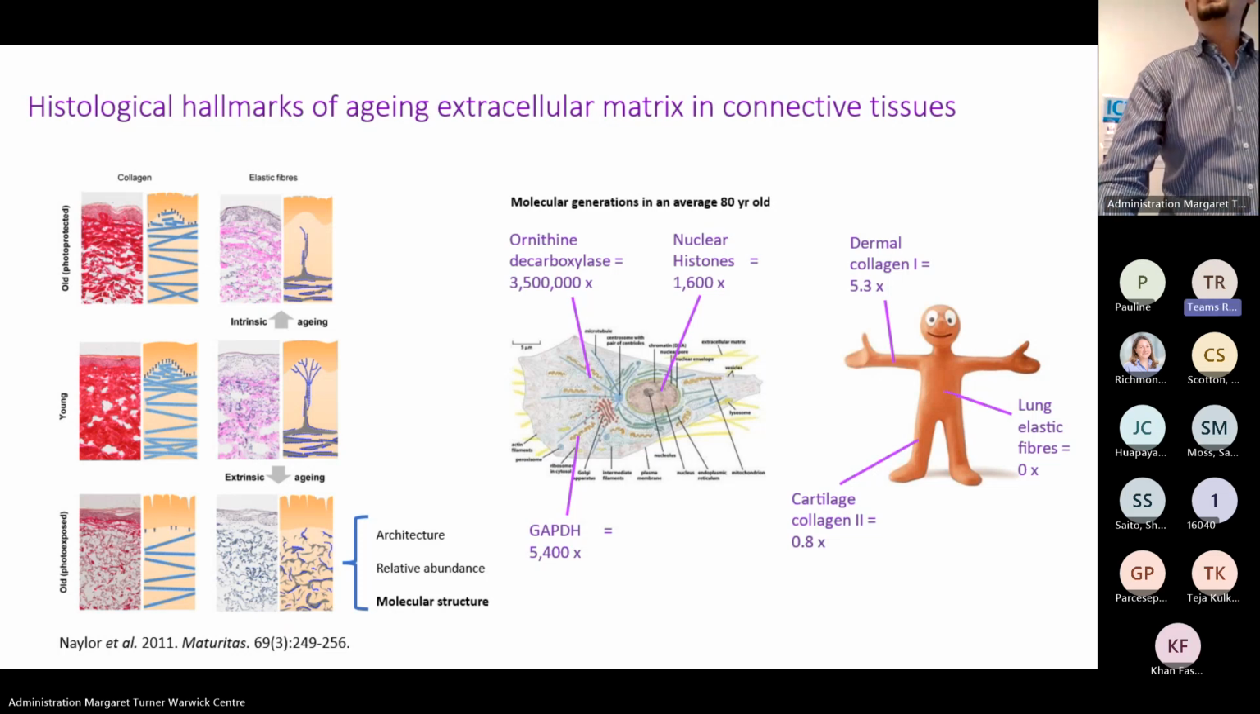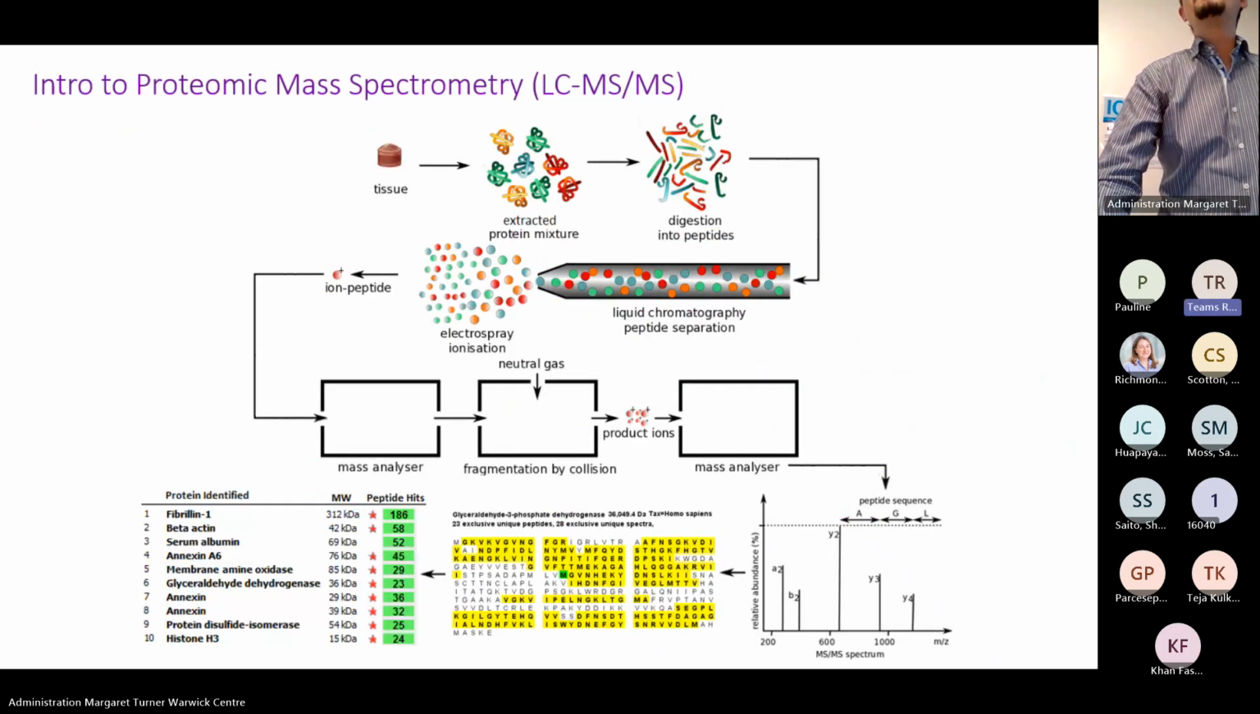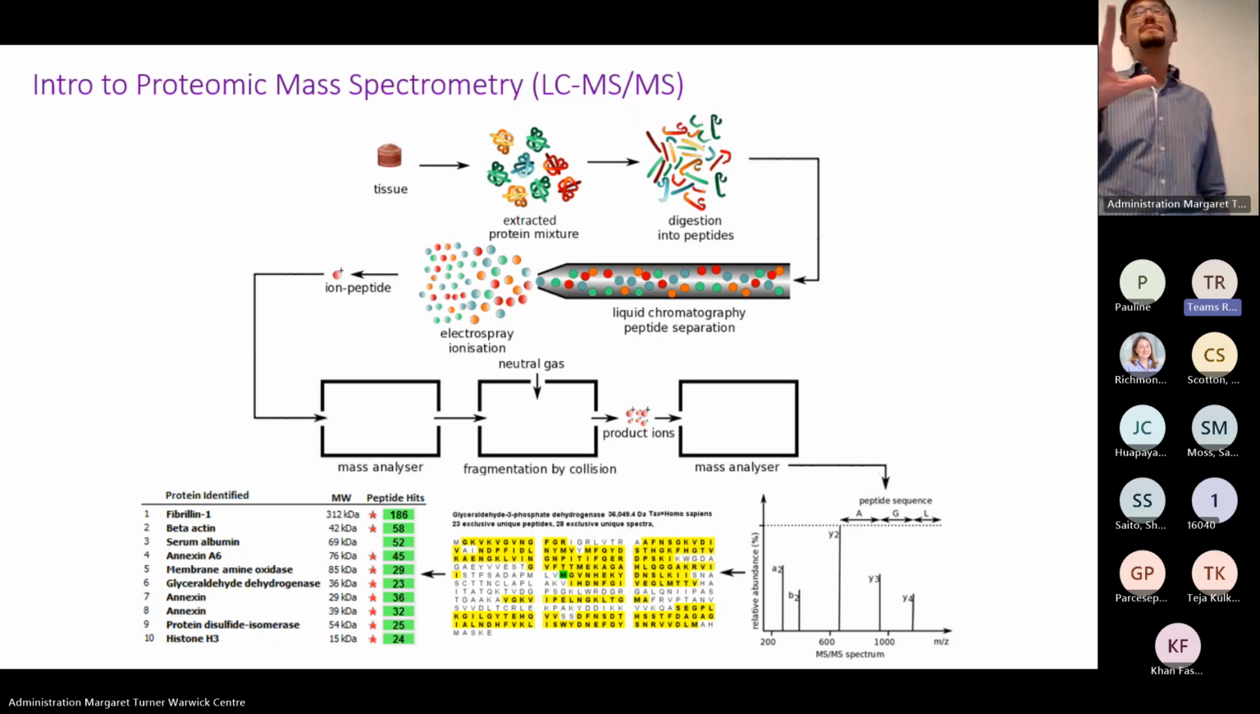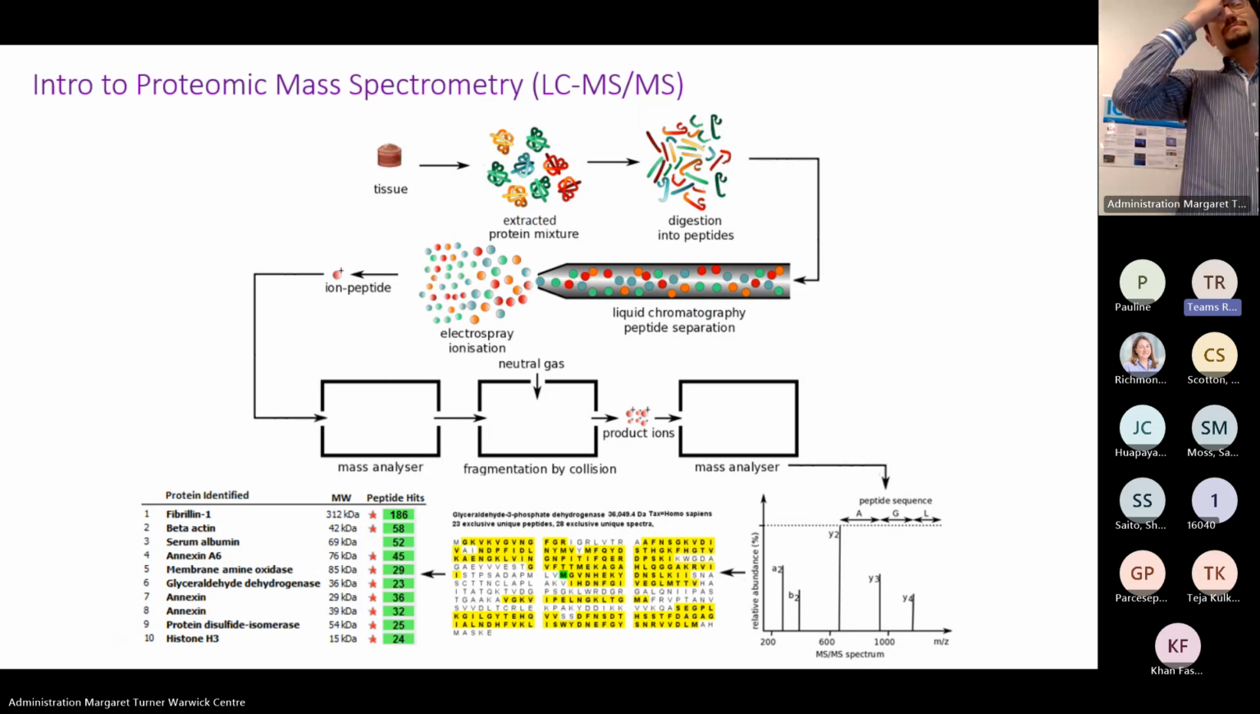And so we thought a good way, well, I thought early on, a good way of doing this might be through mass spec. Now, I'm not going to go into too much technical detail because that's not really what this talk is about. But just to put it simply, to do proteomic mass spec, you have your tissue, you extract your proteins in traditional bottom up.